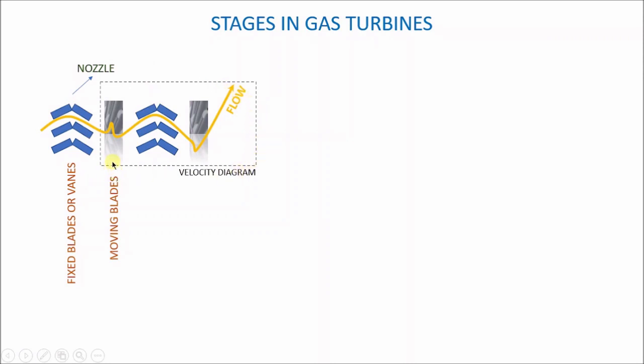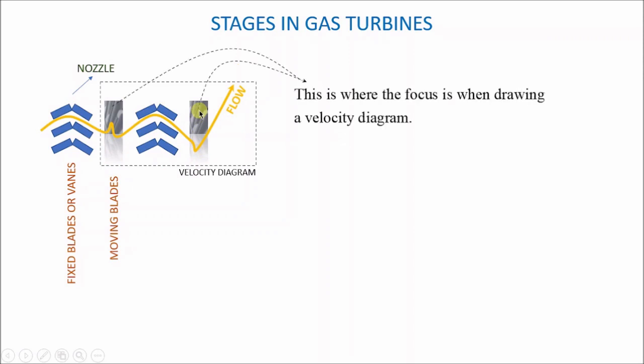importance and what is really the focus is the first row of moving blades and the second row of moving blades. That is what is really the focus when we are drawing a velocity diagram. The row of fixed blades in between them is just a row that may affect the conditions of the gas before it gets to the second row of moving blades.